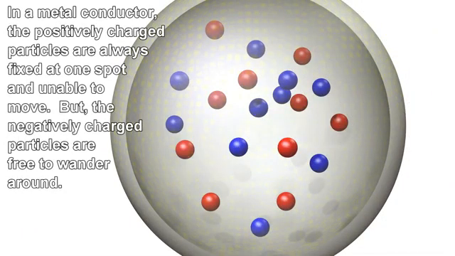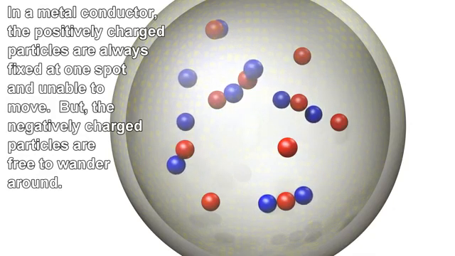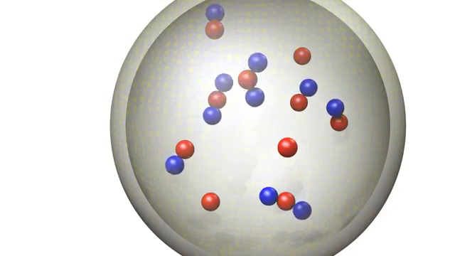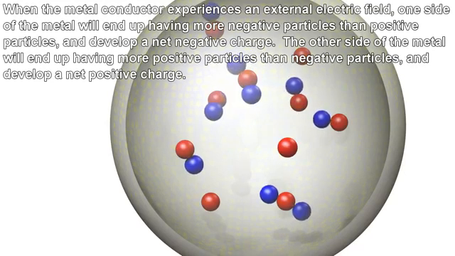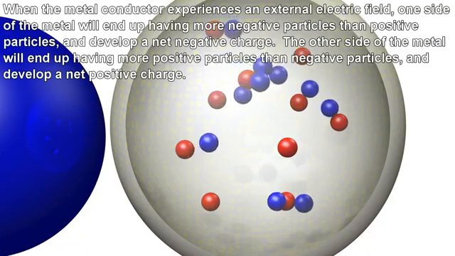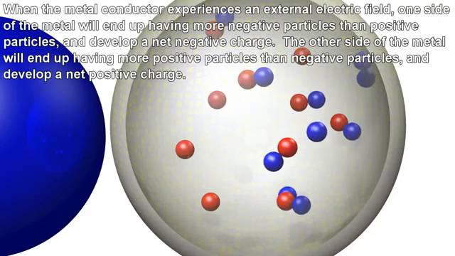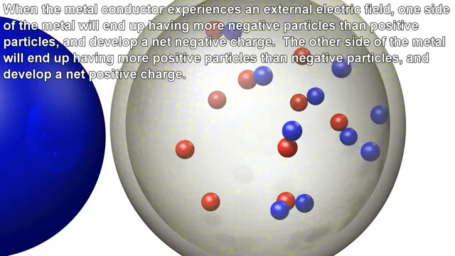In a metal conductor, the positively charged particles are always fixed at one spot and unable to move. But the negatively charged particles are free to wander around. When the metal conductor experiences an external electric field, one side of the metal will end up having more negative particles than positive particles and develop a net negative charge. The other side of the metal will end up having more positive particles than negative particles and develop a net positive charge.